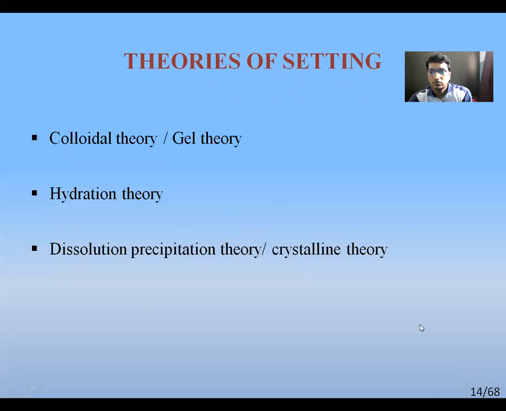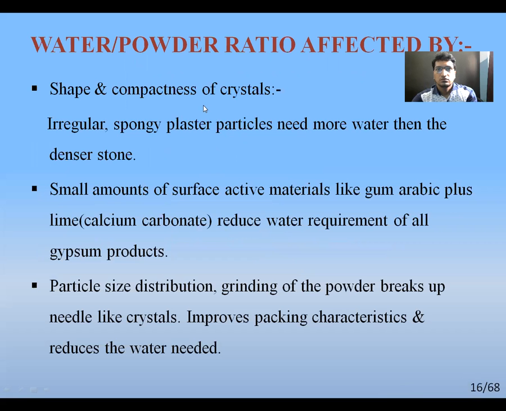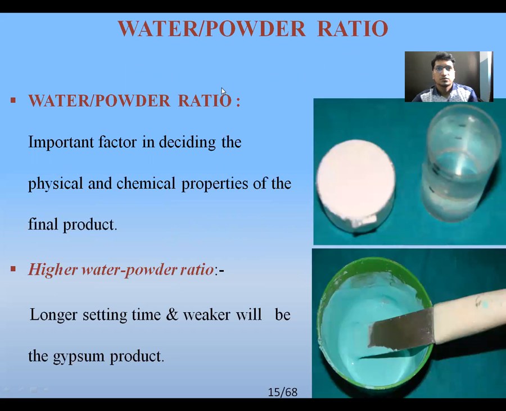Now, here is gypsum product. Here is what we will see in the next lecture. So, how do you mix the plaster? There is a water powder ratio. This water powder ratio is the most important thing deciding the physical and chemical properties of your final product.